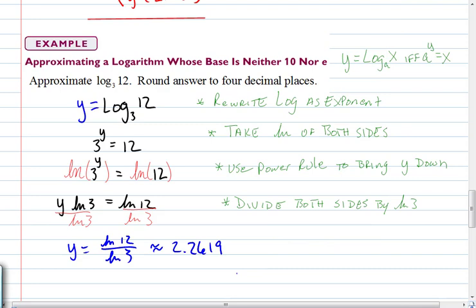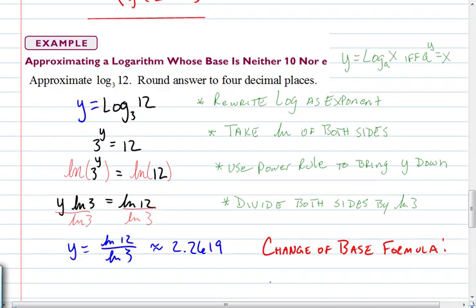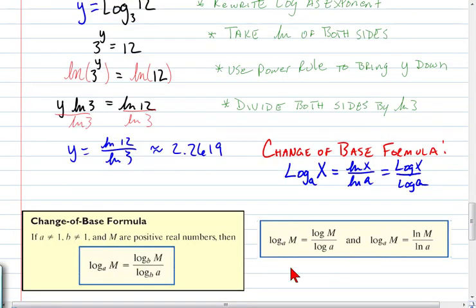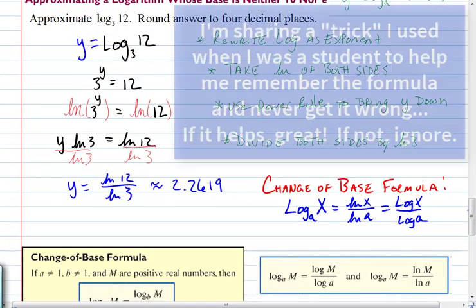And what we see here then can be generalized into a change of base formula. The change of base formula says log base a of x is equal to the natural log of x divided by the natural log of a, or the common log of x divided by the common log of a. Well, they use different letters, but hey, there you go. That's why I just generalized this.